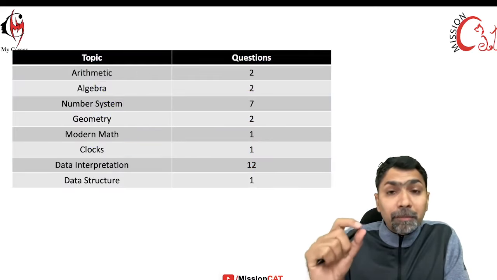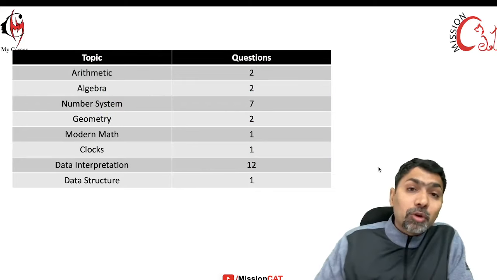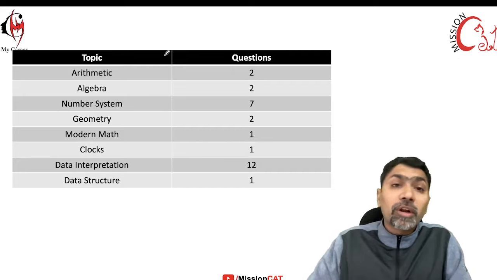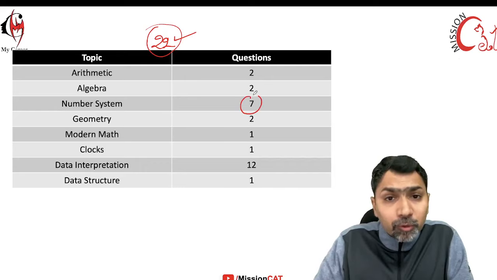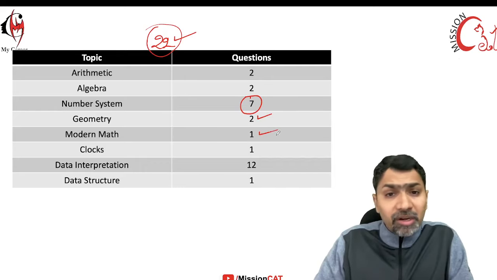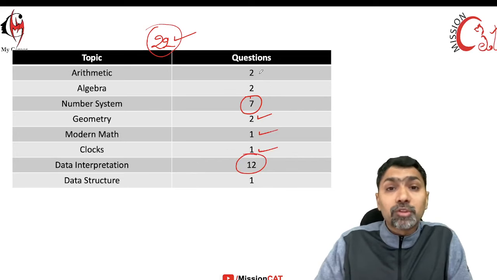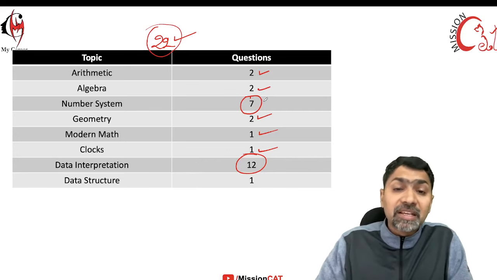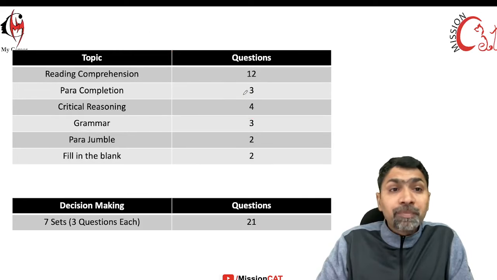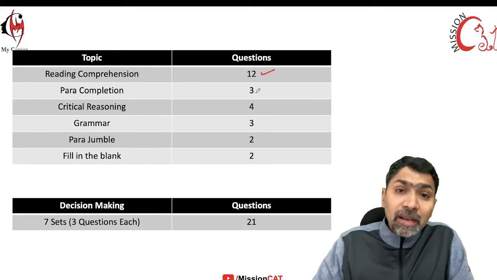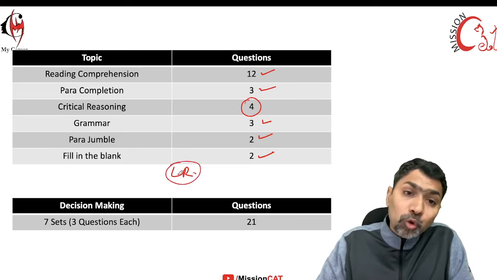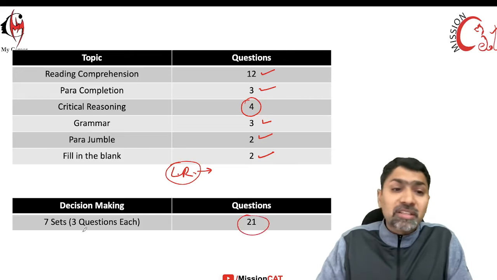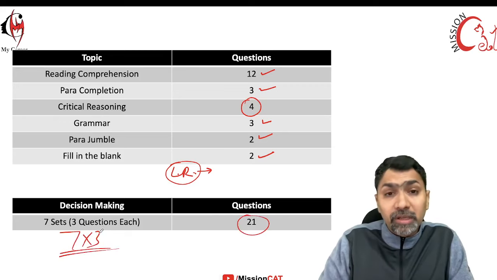Now coming to the breakup of what exactly the questions were. This is the quantitative aptitude paper of 2022. Here you see you got a good number of questions from number system. You have geometry, modern maths, data interpretation with a good number of questions, arithmetic, and algebra was not that heavy, but this year number system questions were good. And reading comprehension 12 questions, para completion 3 questions, critical reasoning 4 questions, grammar 3, para jumble. There was no particular question of so-called LR here. And this 7 into 3 typically was the 2022 XAT examination.